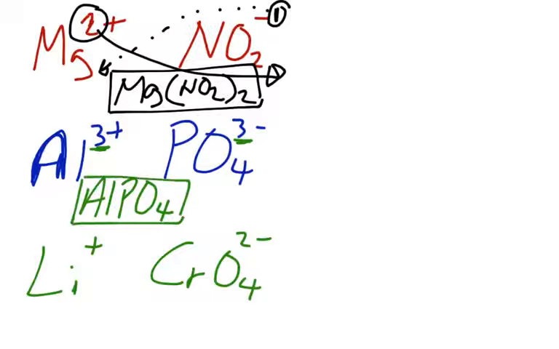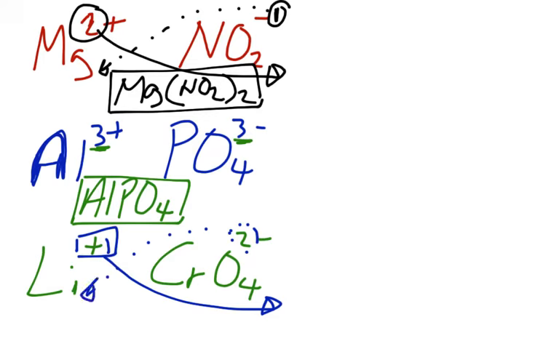Okay? And the last one, okay, this is Li plus 1, alright, and that one goes over here. And this 2, okay, goes to the other side, right here. So you'll simply get Li2CrO4 as your final answer.